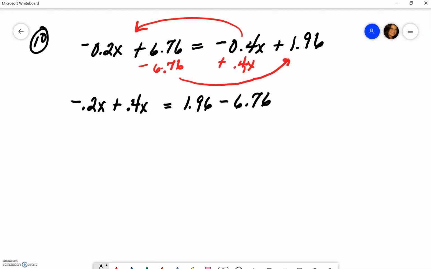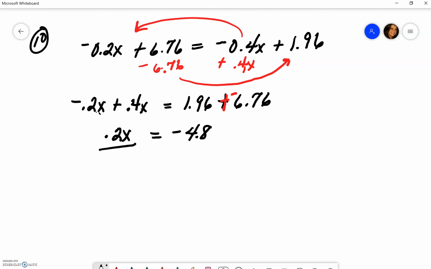Okay, so now all we have to do is this side, we're going to have to subtract because they're opposite signs and take the sign of the larger number. And when you do that, you end up with a 0.2x equals, and the opposite side, remember, we have to change that to a plus, make this the opposite sign. So now we can subtract, take the sign of the larger number, which is a negative 4.8.